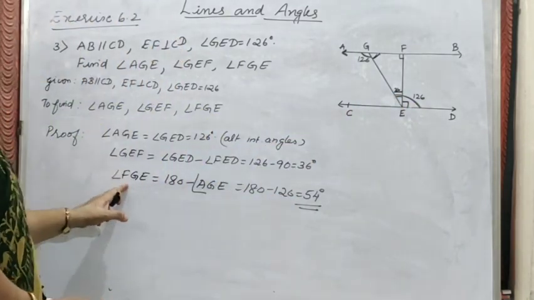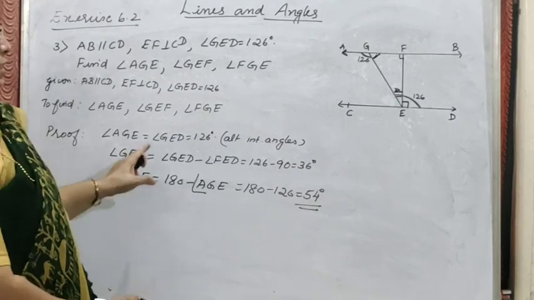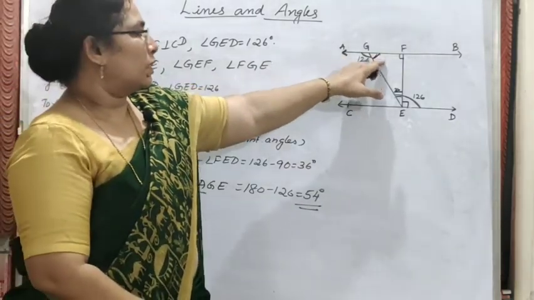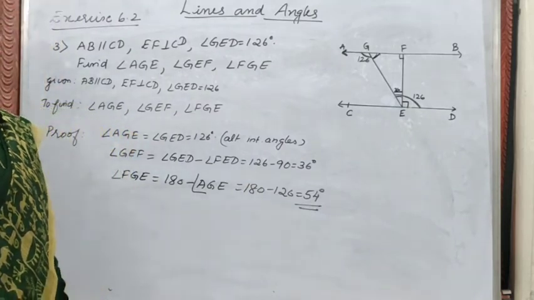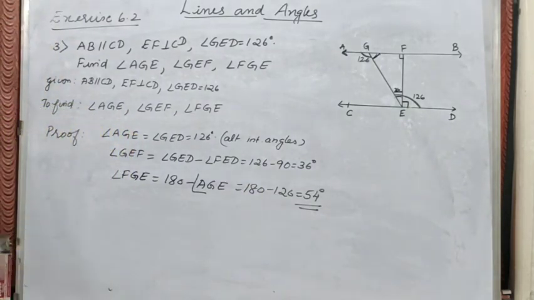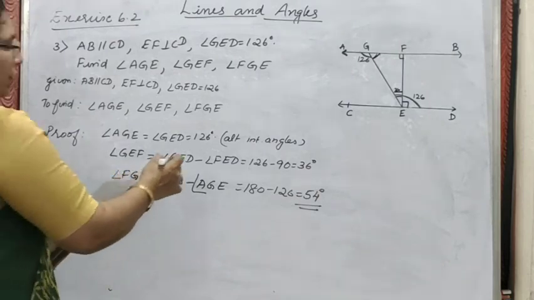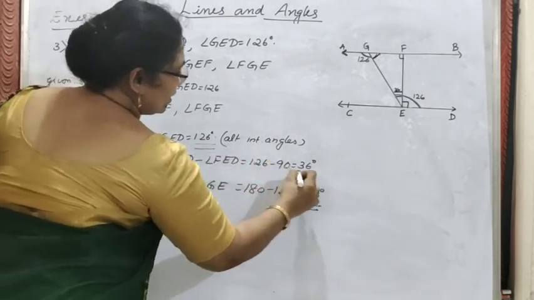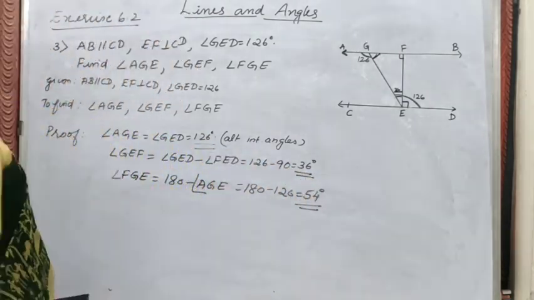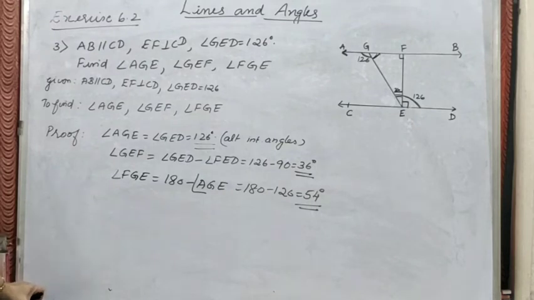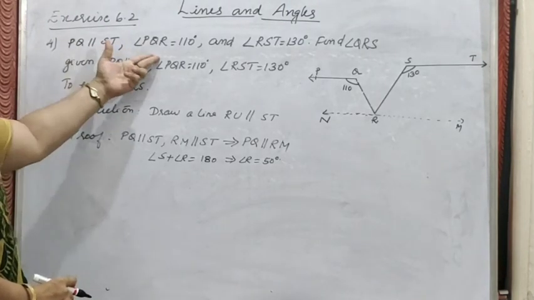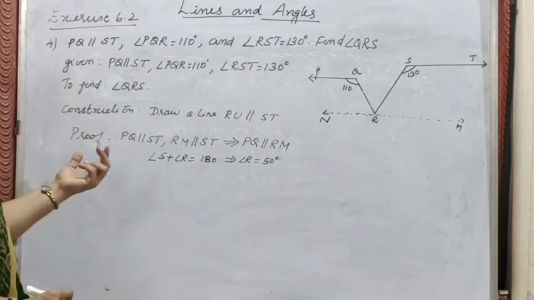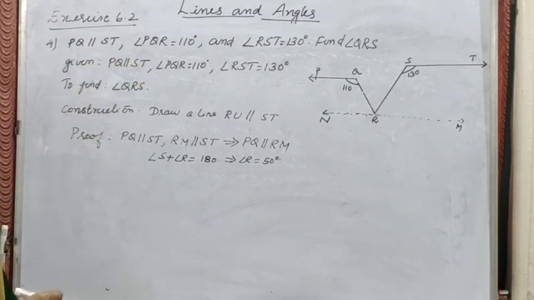Now what is left here? FGE means this angle. So it's a linear pair. 180 minus 126 equal to 54 degrees. So all the three angles we got. Underline that one. The first one is 126, the second one is 36, and the third one is 54 degrees. Hence proved. Next question: PQ parallel to ST, PQR 110, RST 130, find QRS.